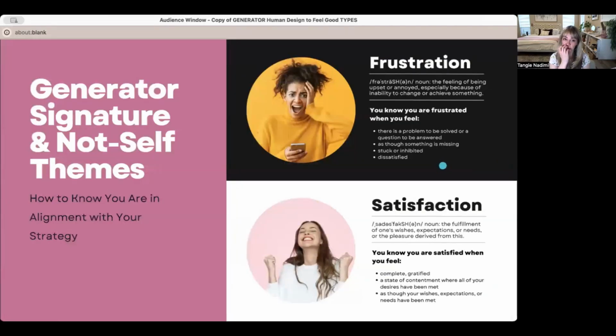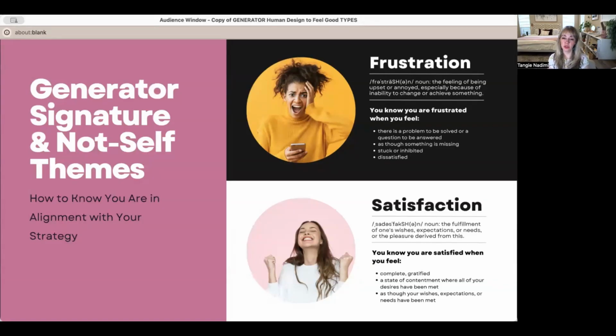So the generator not-self theme and signature theme specifically are telling you how to know you're in alignment with your strategy. So frustration is the feeling of being upset or annoyed, especially because of the inability to change or achieve something. You'll know you're in that feeling of frustration when you feel like there is a problem to be solved or a question to be answered. You'll feel as though something is missing. You'll feel stuck. You'll feel dissatisfied.